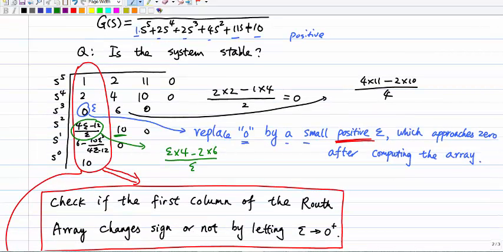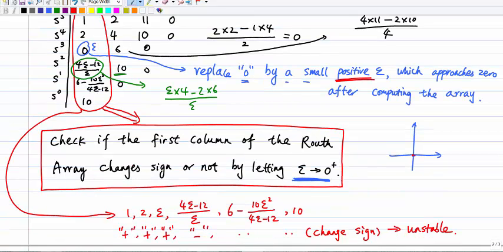Okay, so once we do that, we have to check if the first column of the Routh array changes sign or not by letting epsilon go to 0 plus. If I draw it over here, let's say this is 0, and this is epsilon. You are almost very close to the 0 point, but you're not reaching it. It's still positive, basically.